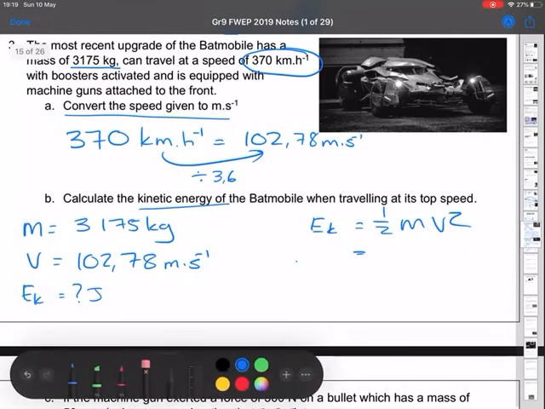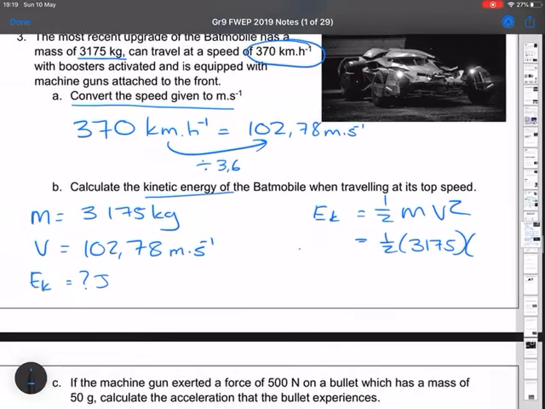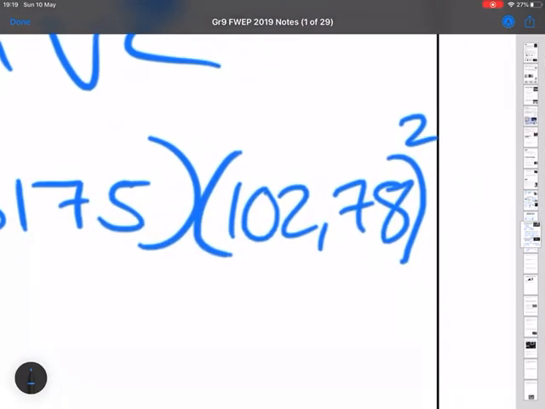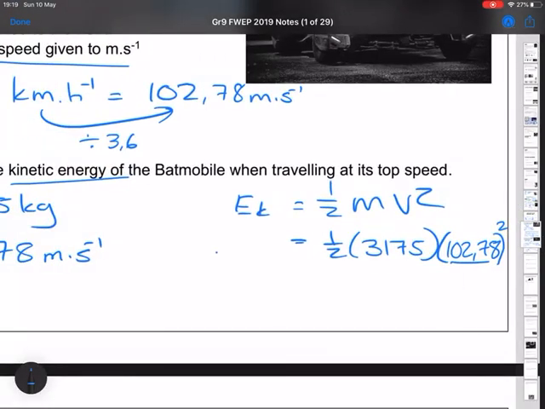So half times the mass, 3,175, and the velocity, 102.78 meters per second. Remember, you need to square that. Please don't forget to square your answer. You must square your velocity, and only your velocity, not your mass as well. And that should give you an answer, if your calculator is in scientific notation mode, of 1.68 times 10 to the 7 joules.